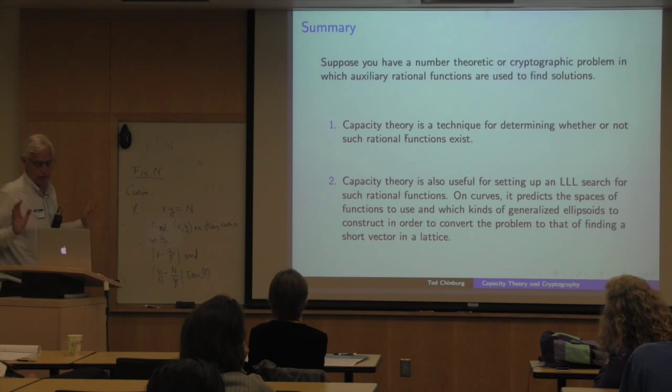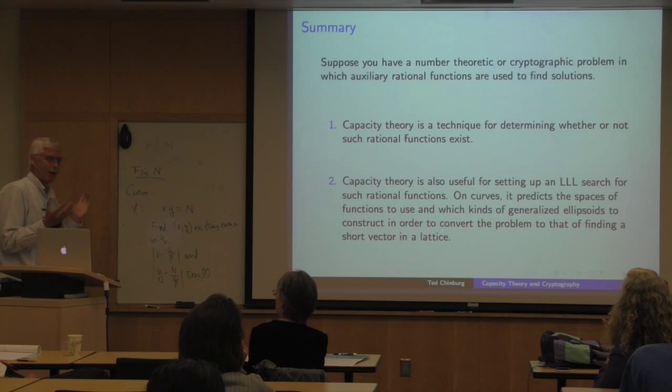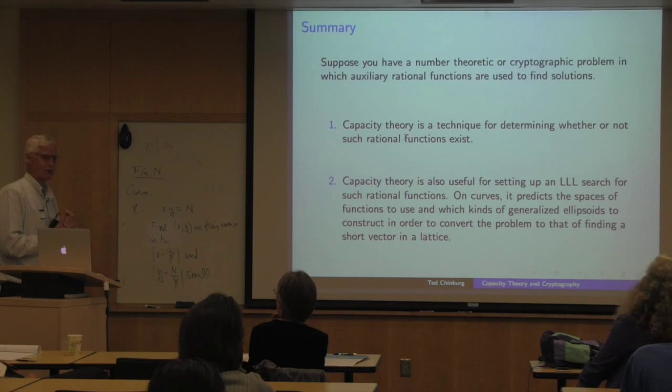But what I'd really like to know at this point, from people in cryptography, is what other problems in cryptography have people used auxiliary polynomials to treat? That's really all I want to say.